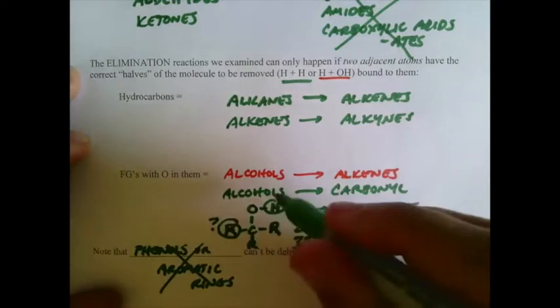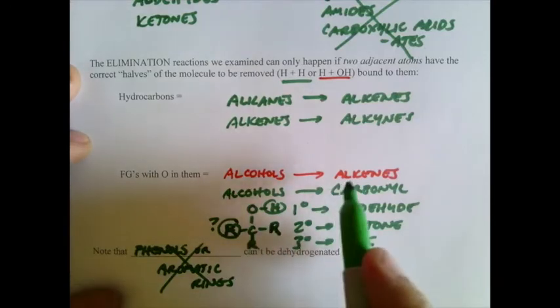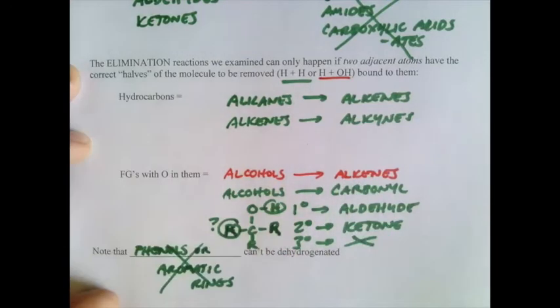So here's what you've got. Alcohols, alkanes, alkenes, those can all lose H's and upgrade their bonds. Alcohols can also lose H and OH and upgrade the bond between the two carbons that are losing the H and the OH. And that's about the extent of it for elimination reactions.